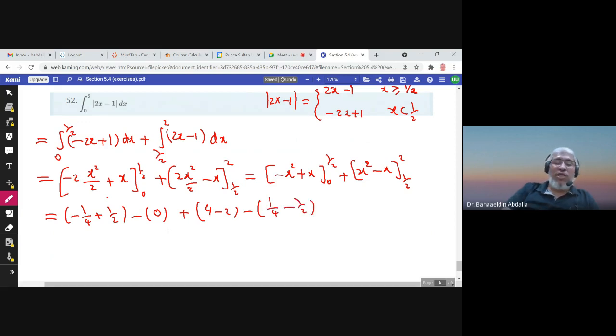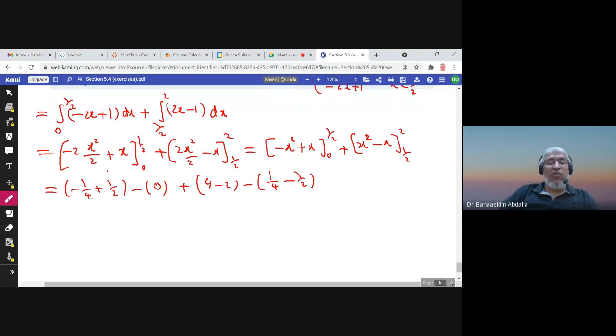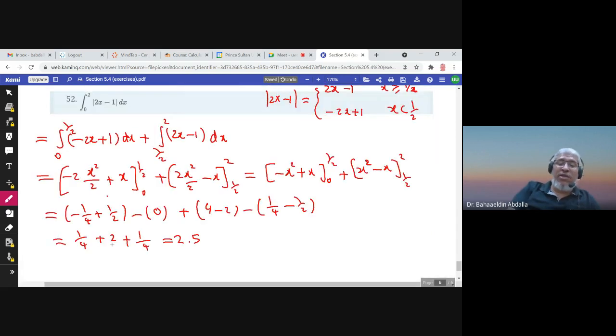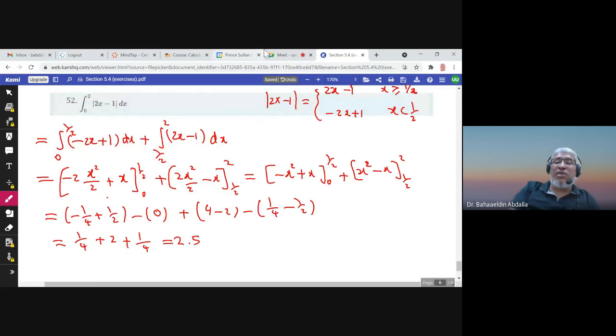You evaluate this by the calculator. You will find that this is negative 1 over 4 plus 2 over 4. So this is 1 over 4. 4 minus 2 is 2. 1 over 4 minus 2 over 4 is negative 1 over 4 times minus. So it would be positive 1 over 4. So the answer is 2.5. That's the end of these exercises.